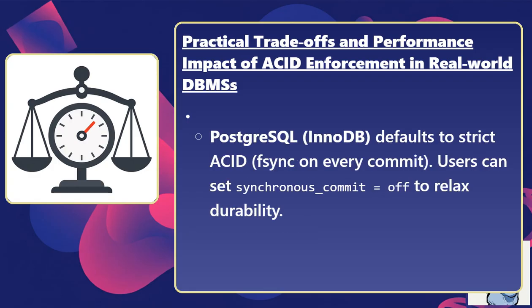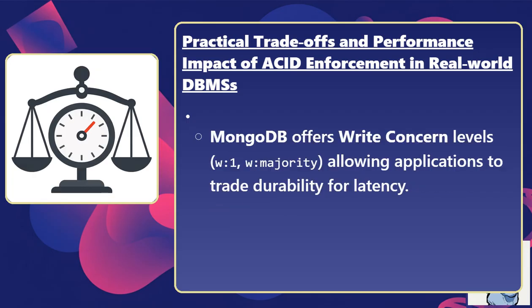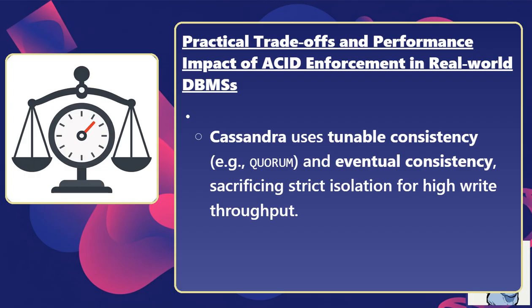Real-world DBMS choices. PostgreSQL InnoDB defaults to strict ACID, fsync on every commit. Users can set synchronous commit equals off to relax durability. MongoDB offers write concern levels, W:1, W:majority, allowing applications to trade durability for latency. Cassandra uses tunable consistency, for example quorum and eventual consistency, sacrificing strict isolation for high write throughput.